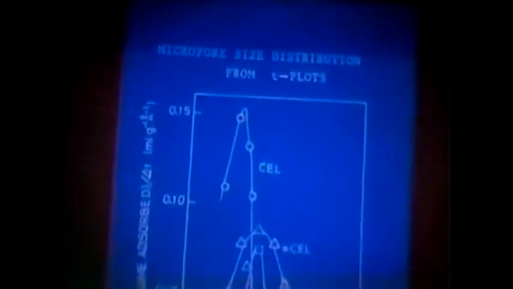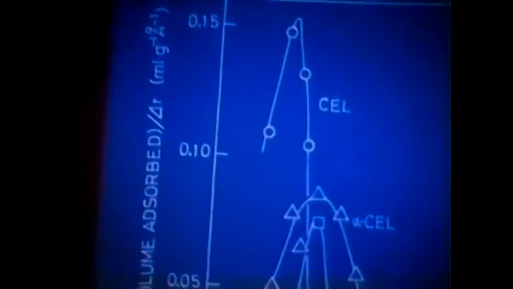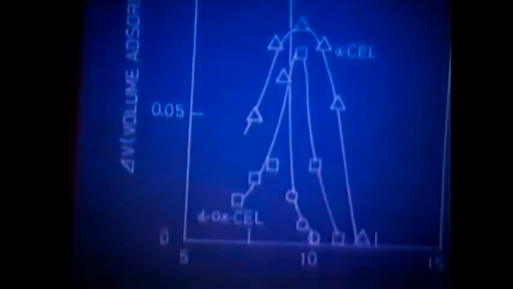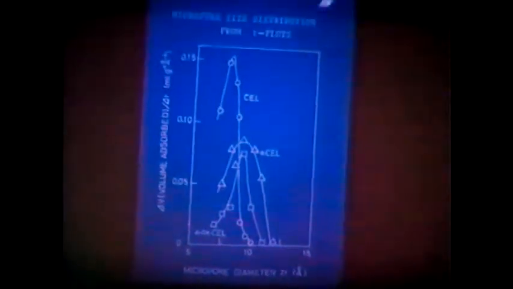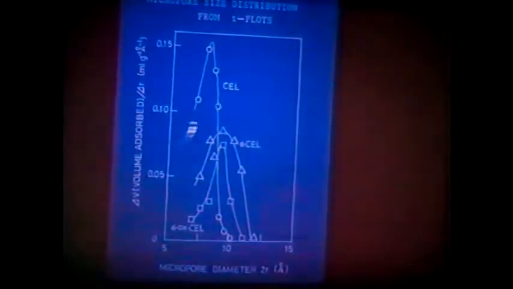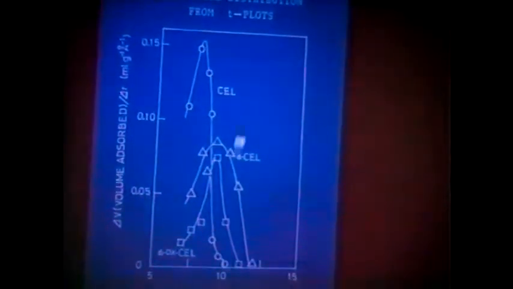We determined the nitrogen adsorption isotherms. The isotherm is of type 1. We got the t-plot. This slide shows micropore size distribution from the t-plot by the method of Mikhail et al. The micropores are very uniform and their sizes are less than 10 angstrom.